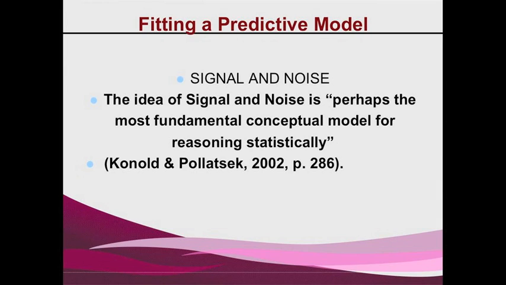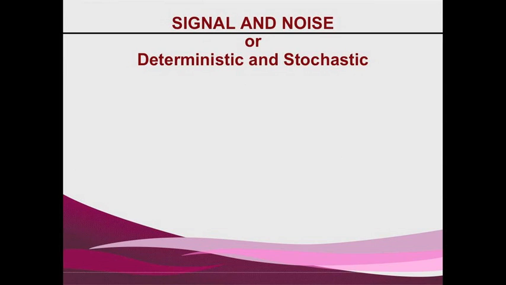Fitting a predictive model, one way to understand this is the idea of the signal and the noise. The idea of signal and noise is perhaps the most fundamental conceptual model for reasoning statistically, and I think it was first coined by Connell and Polasek. And what does it mean, the signal and the noise? Another way statisticians sometimes call it is the deterministic and the stochastic aspect of it. So the signal is an interpretation of the mean.